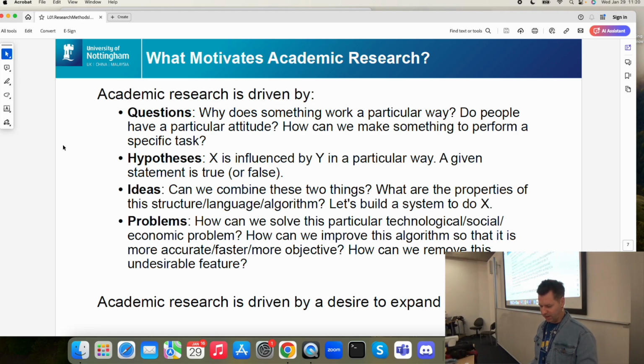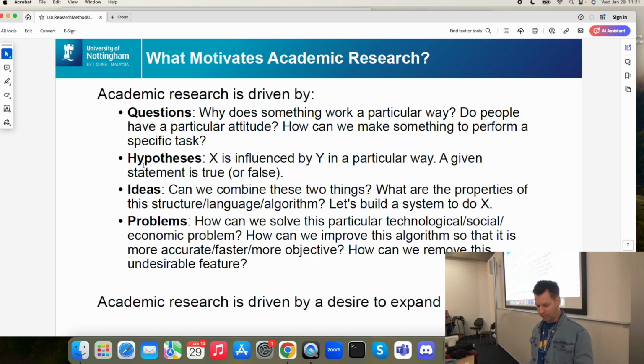We might have ideas that we think are new. So can we combine these questions and the hypothesis? What are the properties of the structure, language, or algorithm? Let's build a system to do X. We might have an idea that we think is new, and we want to check, is it really new, or has somebody already thought of this before? So to answer that question is going to require some research. We have to find out, okay, who has worked on this before? Is what I'm thinking actually new?